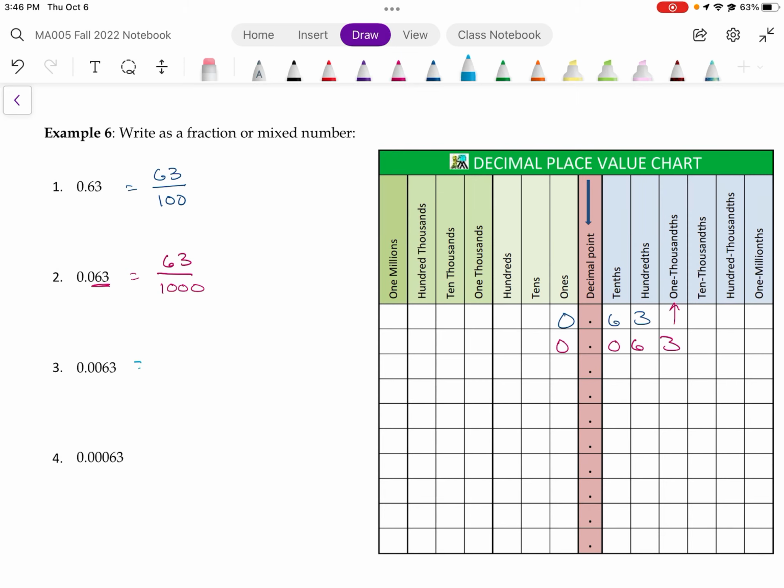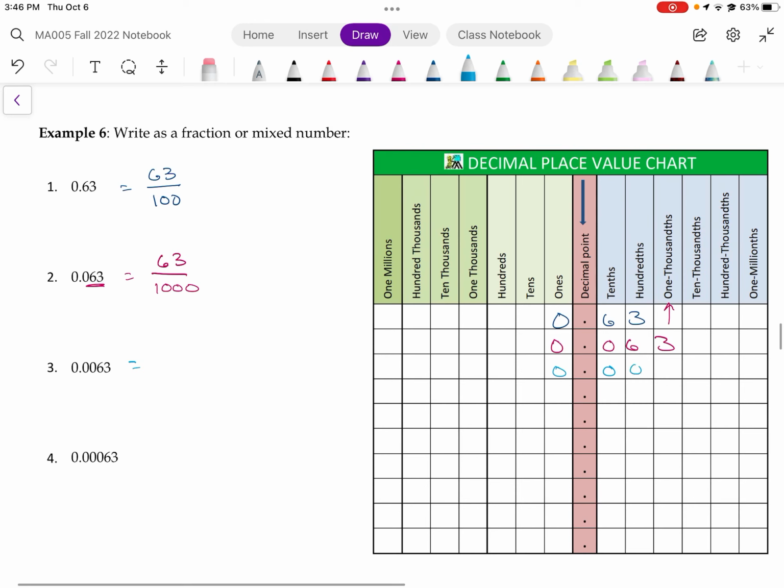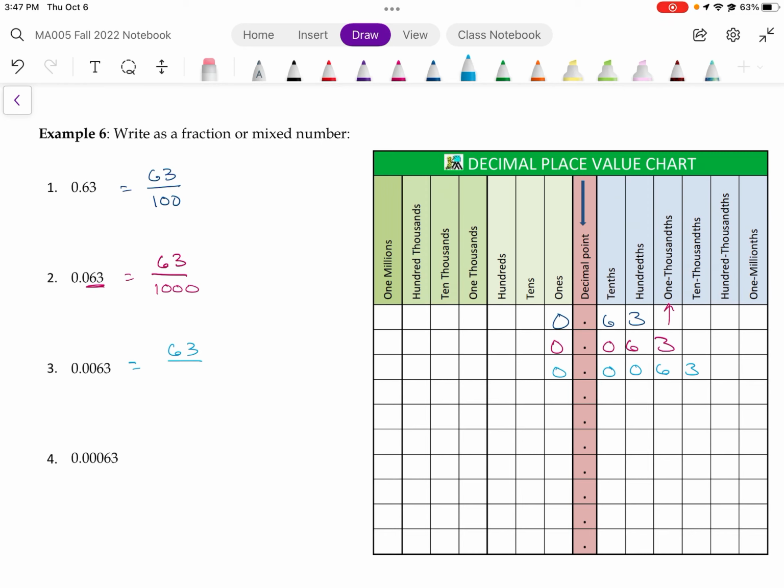All right, the next one, 0.0063, 63 again, and it lands in the 10,000ths. So 63 10,000ths. And the last one is 0 point, and we've got 3 zeros, 1, 2, 3, then 6, 3. Again, this is just 63, and it lands in the 100,000ths, so 63 100,000ths.